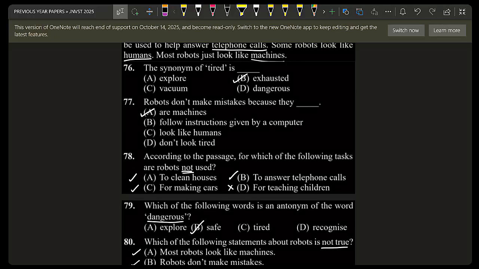Vihan? The vacuum, sir. The vacuum cleaner is a robot. Come again? The vacuum cleaner. I didn't get you. What is that? The vacuum cleaner. Yeah, it is also a robot now. Very good. Shivansh?